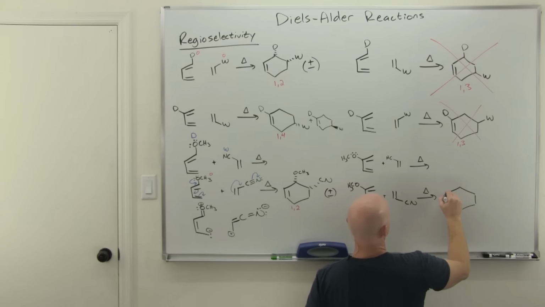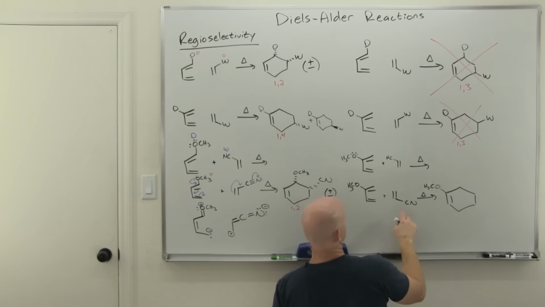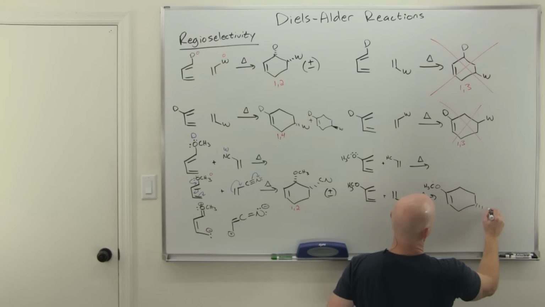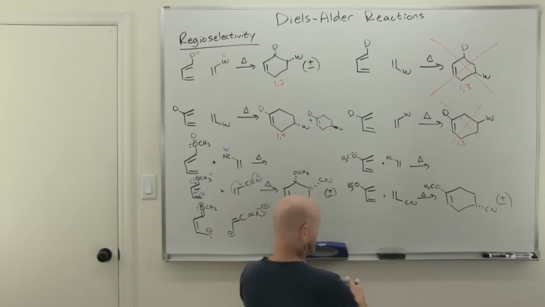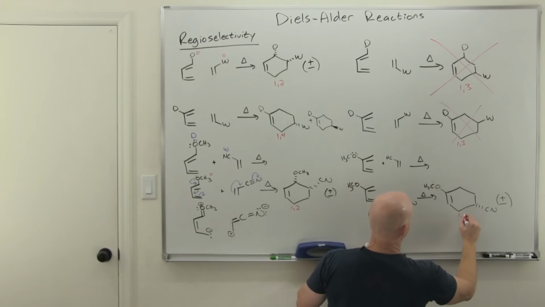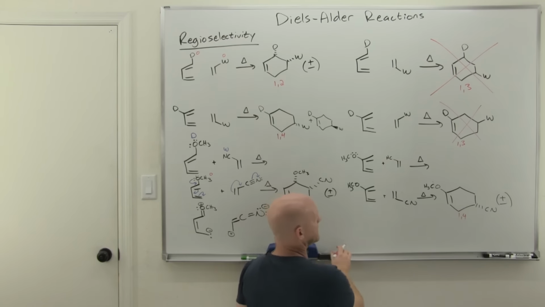And so there's our cyclohexene. We'll have the OCH3 group. Let's get that out of the way. Let's draw this prettier. And then the cyano group will be down here, and it could be a wedge or a dash. So you'll get a racemic mixture. And once again, this will be the 1-4 product, not the 1-3. And again, we don't observe the 1-3.